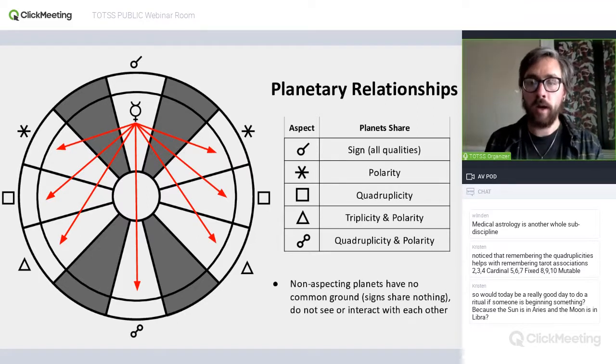Now, anything that's square will share quadruplicity. So again, in our example, if Mercury is in Aries here, this sign here and this sign here will also be cardinal signs because Aries is a cardinal sign, right? So this would be Cancer, and this would be Capricorn, also cardinal signs. They don't share an element, they don't share triplicity, and they're also of different polarity, but they share their quadruplicity, they're both cardinal.